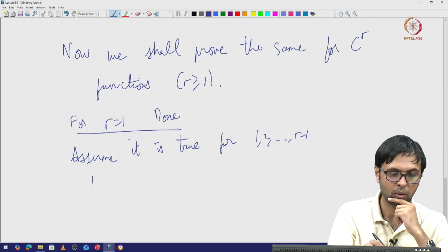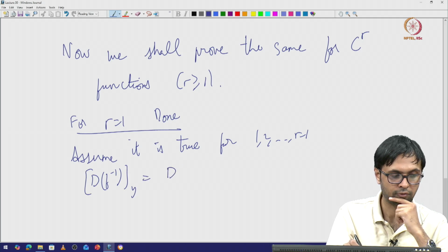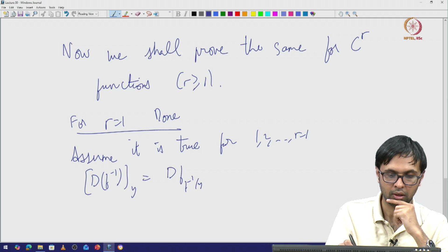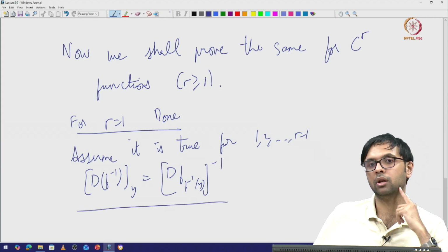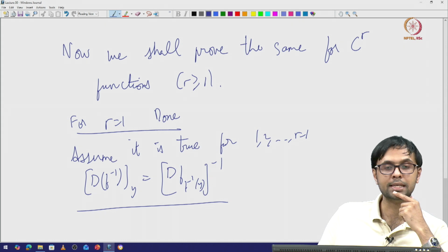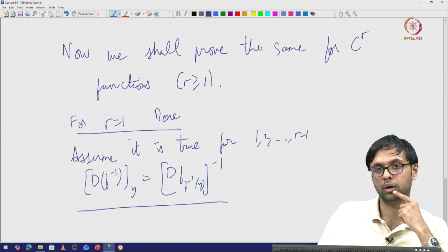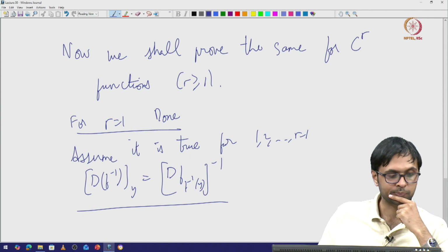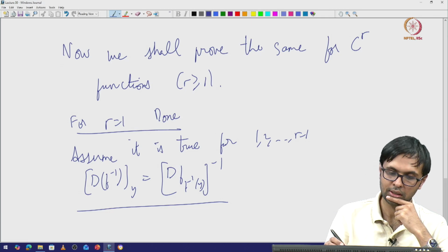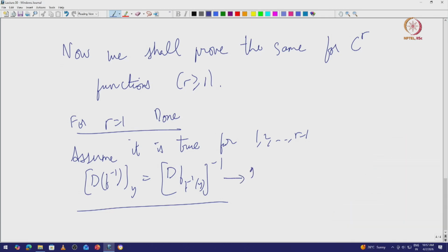Now we already know the derivative of f inverse at y has a nice formula. I claim just knowing this formula and what we have done earlier is enough to prove what we want. Why is that so? Now the point is, this is C^(r-1) and hence f inverse is C^r. I want to say this.